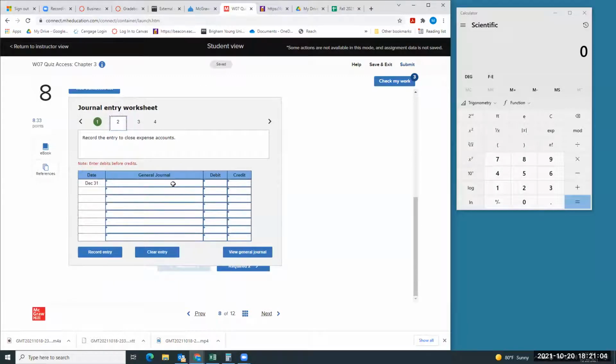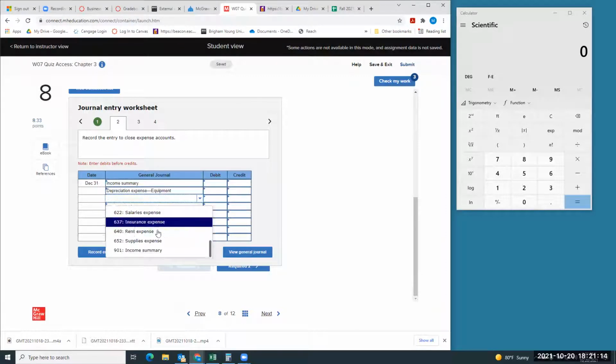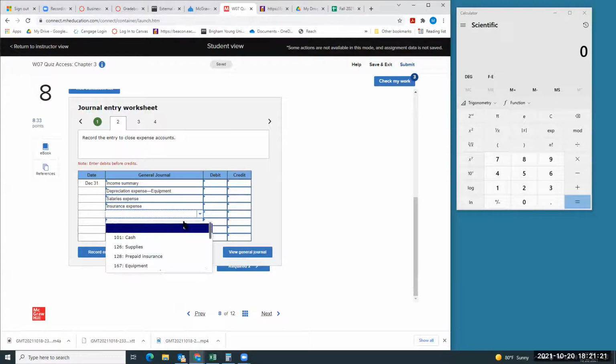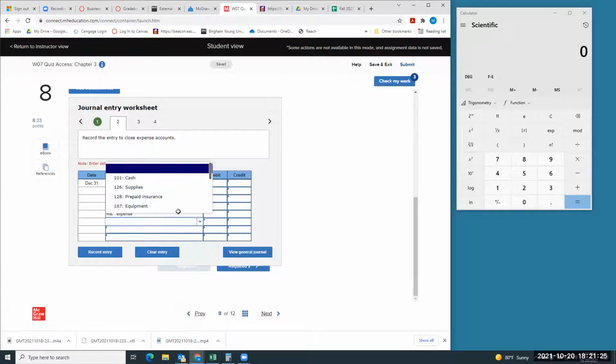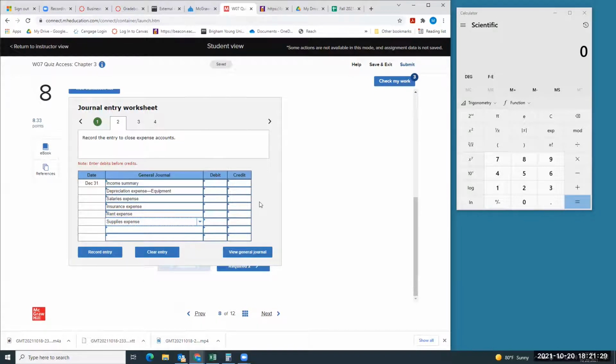Welcome to life, huh? All right, so I'm going to debit income summary, and I'm going to credit each of those expense accounts. There's depreciation, salaries, insurance, rent, and supplies. Then I'll look at each of those.